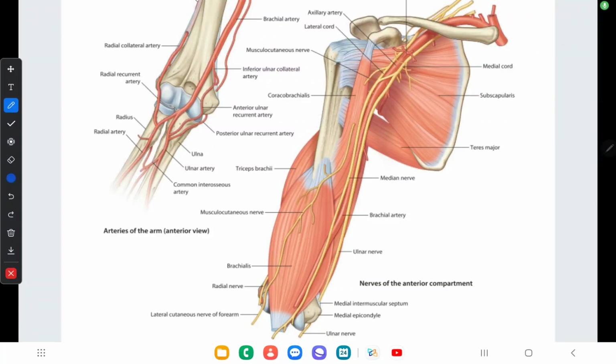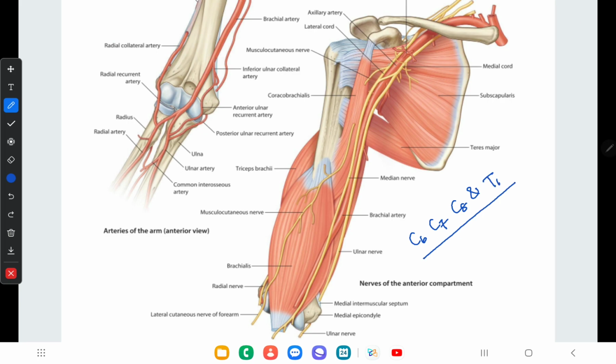Hello everyone. Today we are going to discuss the median nerve, its course, branches and innervation. First, you have to know what the nerve roots of the median nerve are. The nerve roots of the median nerve are C6, C7, C8 and T1.